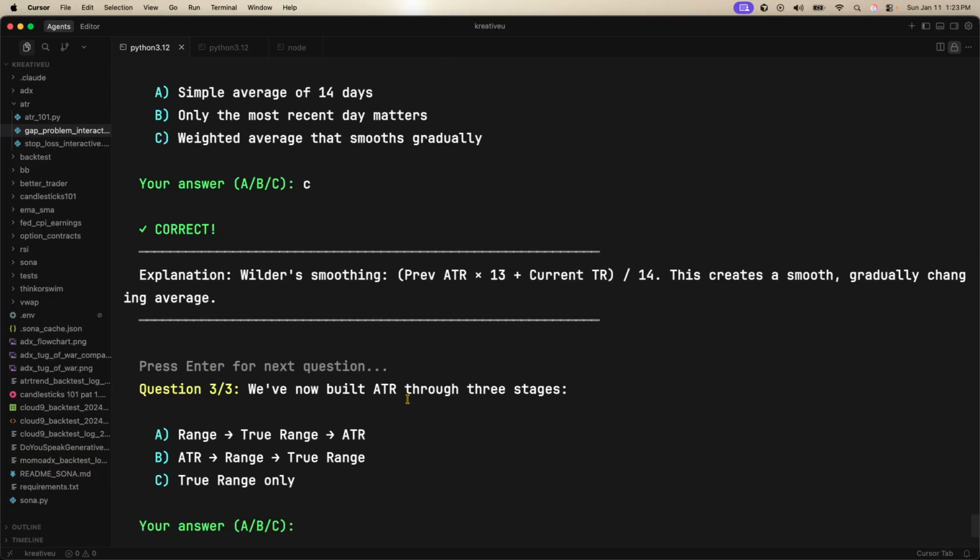Now that we've built ATR through 3 stages, right? We had the range, the true range, then ATR. We didn't start with ATR. We started with the range first, right? And then we went to true range, then ATR.